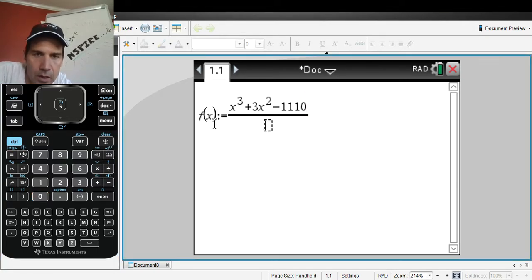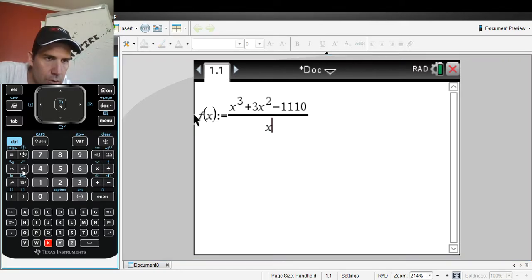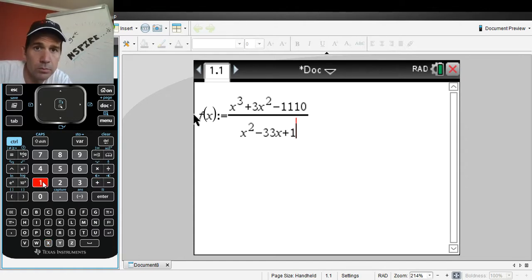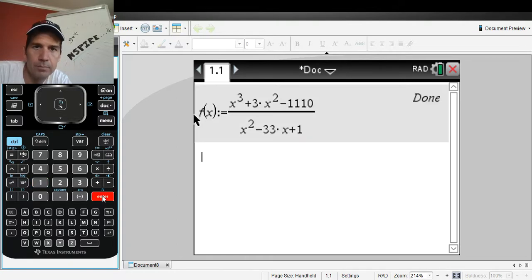And then in our denominator, we're going to choose x squared minus 33x. Let's do plus 1. Okay. Hit enter. Done. So that's stored as f of x.